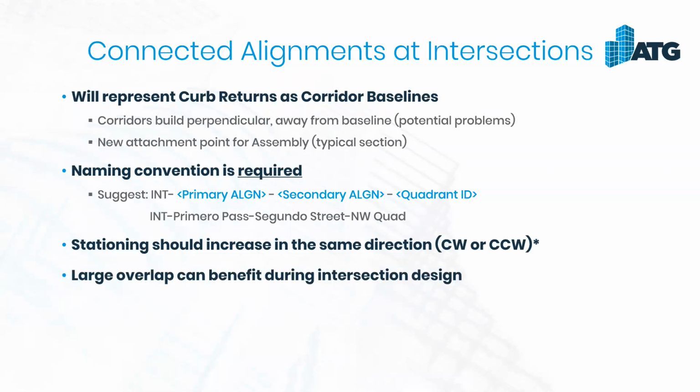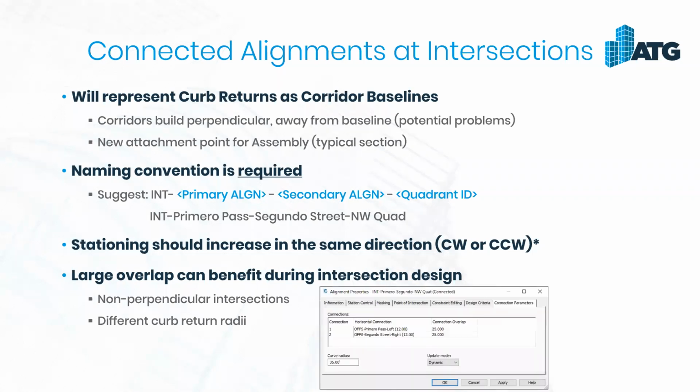I mentioned before that we do have that dynamic overlap for the alignments that we are connected to, and having that overlap be larger can benefit us a lot during our intersection design, especially when we have intersections that aren't perfectly at 90 degrees, or if we have different curb return radii. Again, this comes down to being lean with the number of regions and definitions that we have to have in our drawing. If it doesn't make sense today, that's fine. I'll show that off in the next webinar for this.